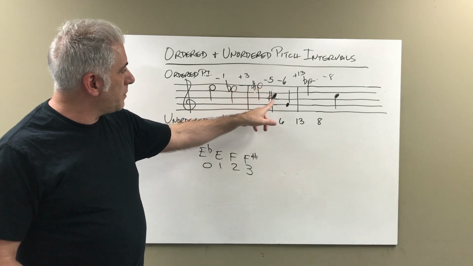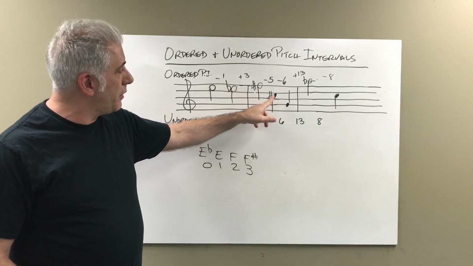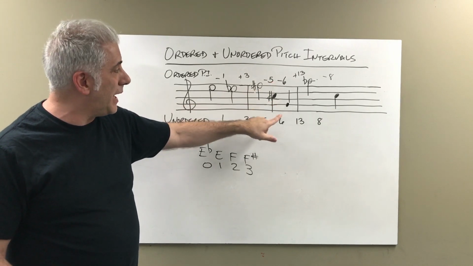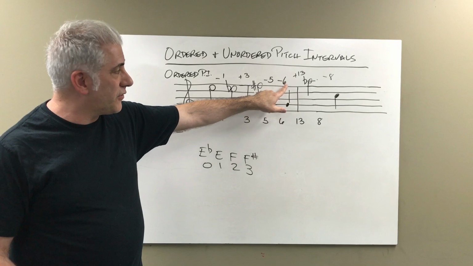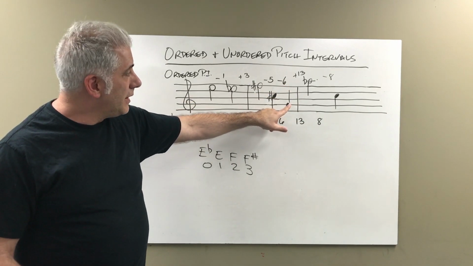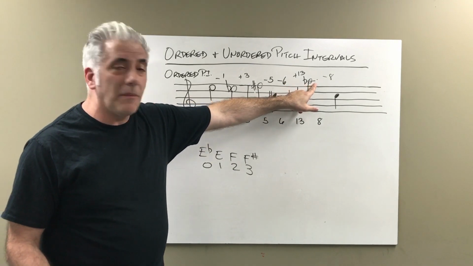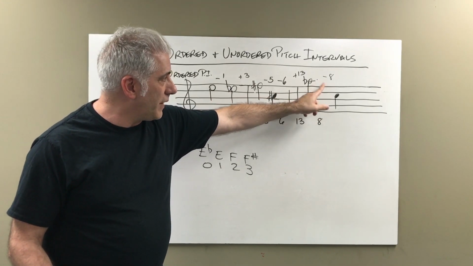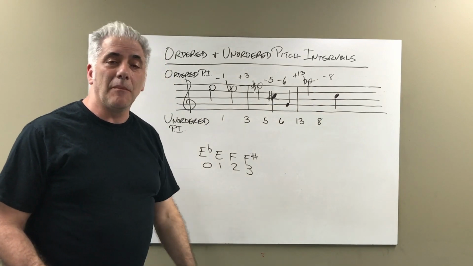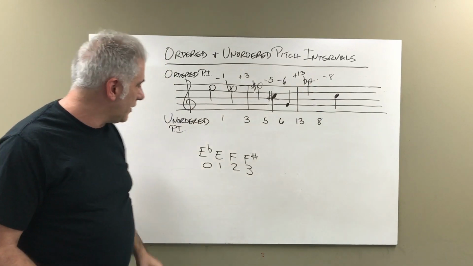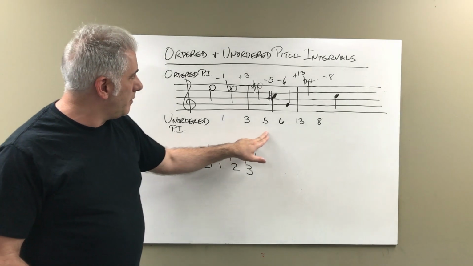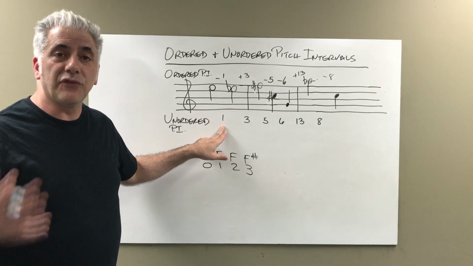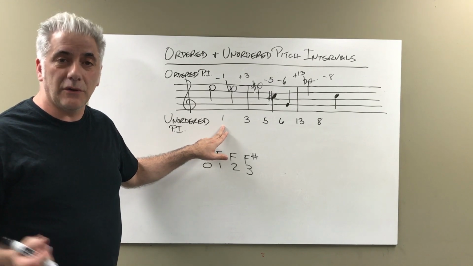From F sharp down to C sharp is a perfect fourth. We know the fourth is 5 semitones, so it's -5. Here is a tritone, that's 6 semitones, descending, so it's -6. Then we have an ascending minor 9th, which is +13, and then we have a descending from A flat down to C, a descending minor 6th, which is a -8. This is the unordered pitch intervals. It's just the generic number of half steps, not telling you whether it's ascending or descending.